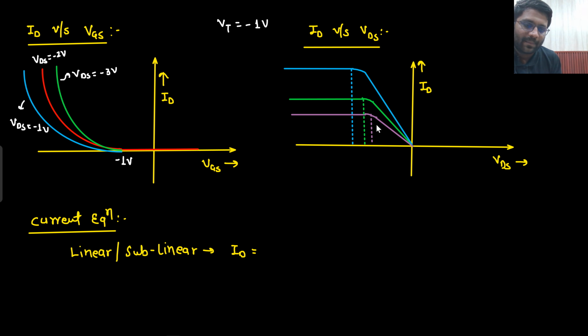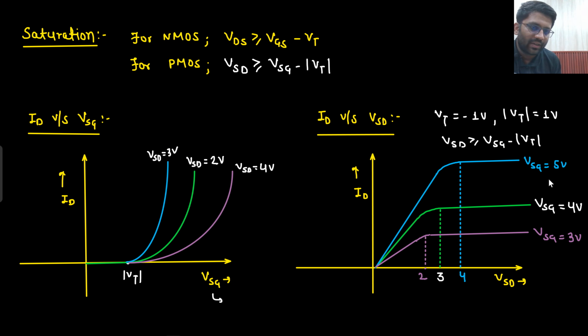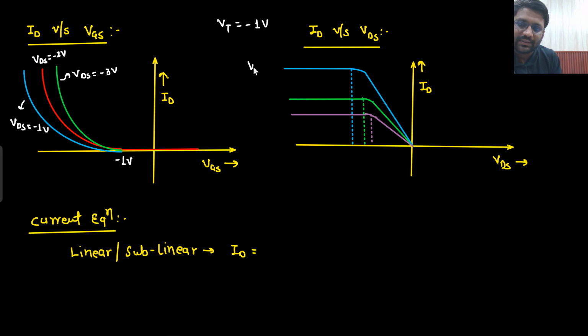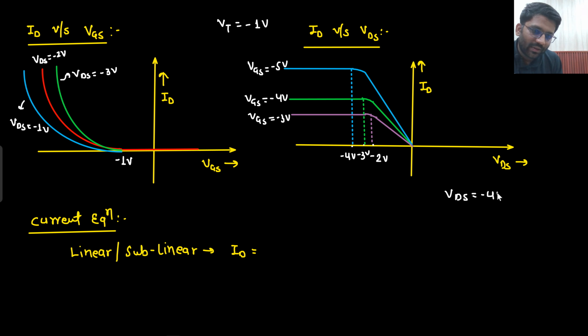Let's show our VSG value. Here VSG was 5 volt, so here VGS will be minus 5 volt. Here VGS would be minus 4 volt. Here VGS would be minus 3 volt. So it would occur at minus 2 volt, at minus 3 volt, and at minus 4 volt. Basically you would require VDS value to be minus 4 volt. That means your VSD would be 4 volt.